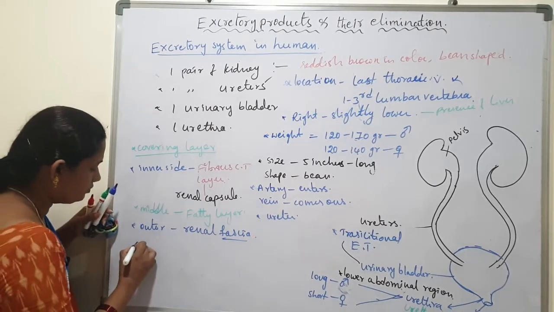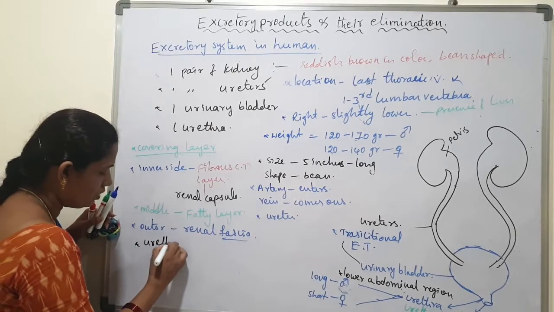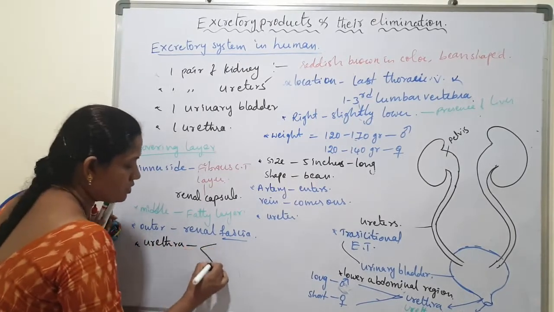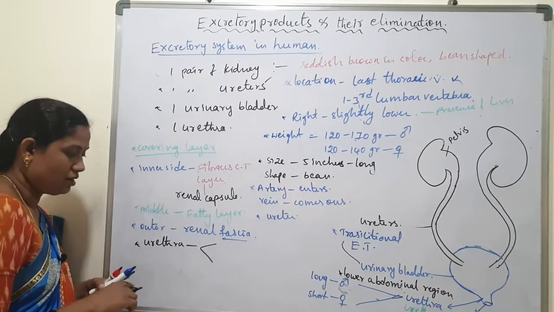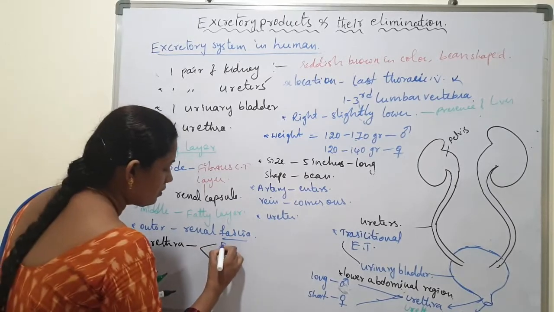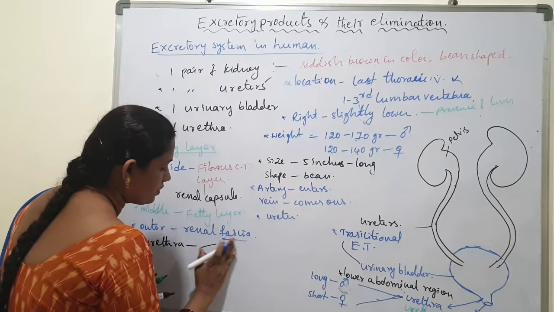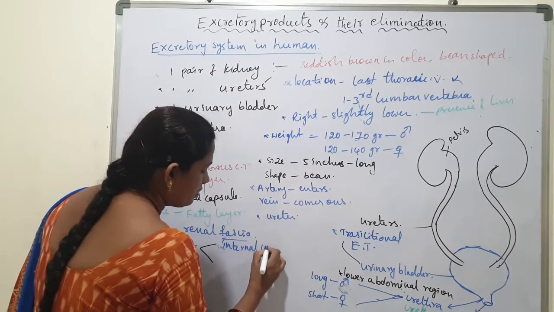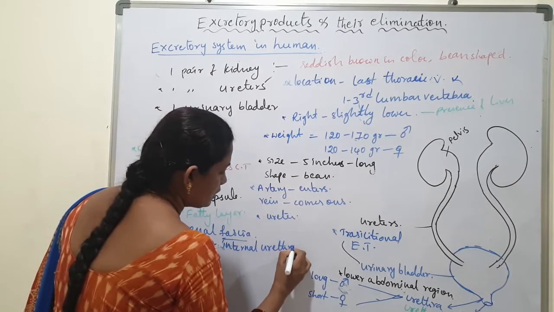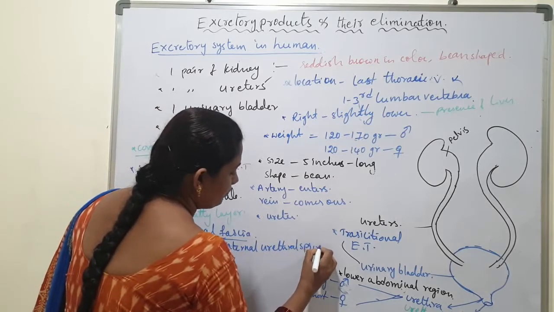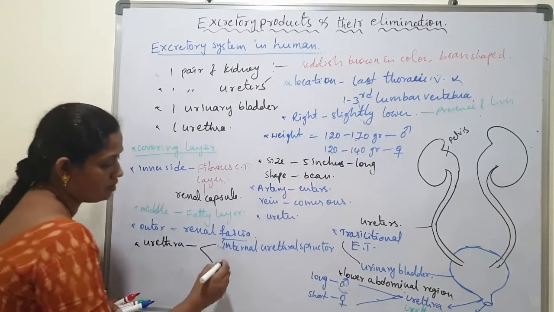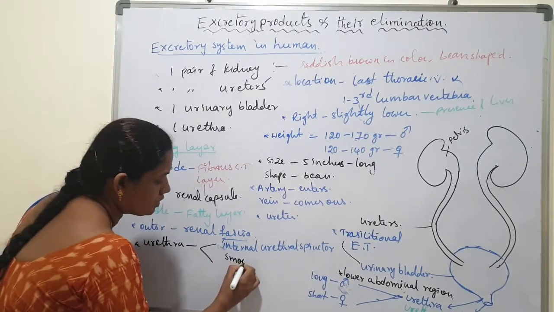Next, the urethra has two sphincters. Two sphincters are present in the urethra. First one, the internal urethral sphincter. It is made up of smooth muscles.